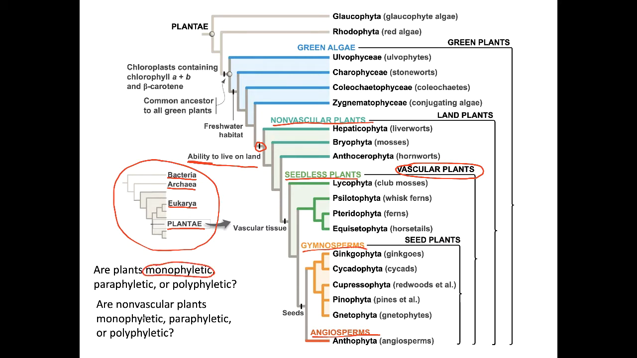Now, are non-vascular plants monophyletic, paraphyletic, or polyphyletic? Well, again, we look at this common ancestor to the non-vascular plants, the liverworts, the mosses, and the hornworts. And then we have to ask, does it include all of the descendants from this common ancestor? And the answer is no, because this is the same common ancestor that we talked about before that gave rise to these three groups of non-vascular plants. But this common ancestor also gave rise to seedless plants, gymnosperms, and angiosperms. And because of that, the non-vascular group of plants has to be paraphyletic, because it does not include all the descendants from this common ancestor.